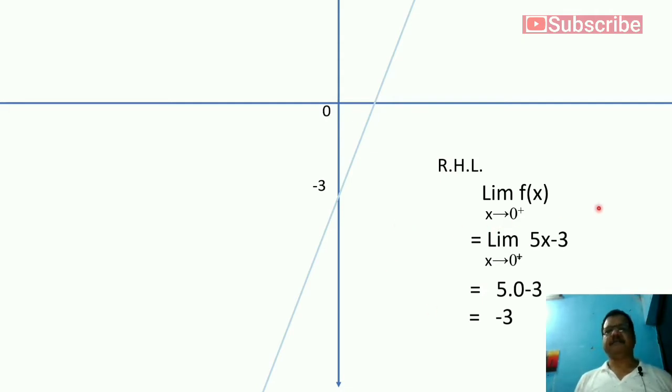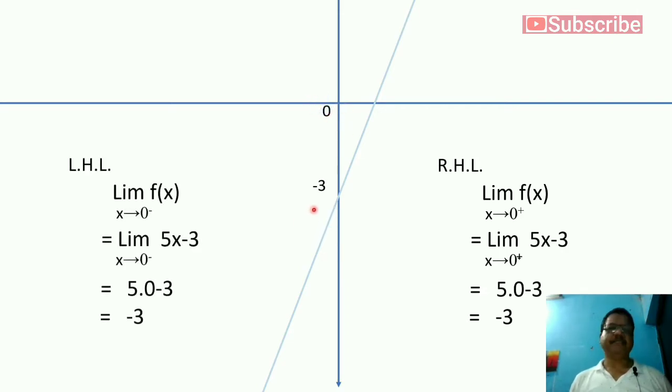Now next let us find out the left hand limit. Before that, let us observe what happens. x approaches from the left hand side. At the same time, y approaches -3. That's what is represented by this calculation. Limit x tends to 0 negative of f(x), x tends to 0 negative, 5x - 3, 5 into 0 minus 3, -3. The left hand limit is also -3.